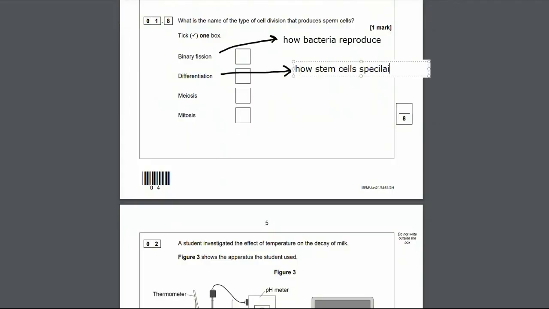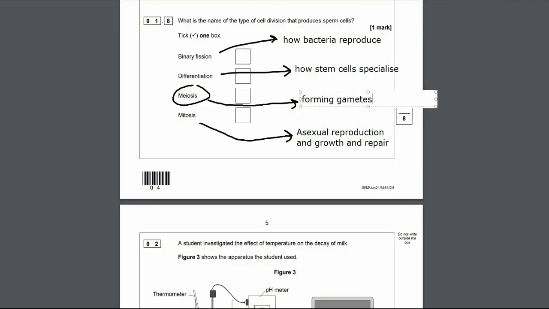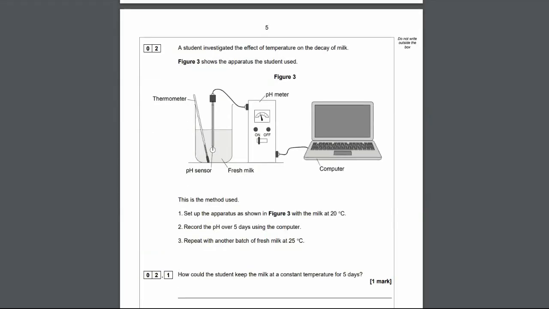Differentiation is how stem cells, those embryonic stem cells, specialize or differentiate to become cells with an adaptation for a specific job. Mitosis, that's part of asexual reproduction in some plants and organisms, and it's for growth and repair. So meiosis is your answer. And I always think the E in meiosis stands for eggs and the S for sperm. So that's my way of remembering that meiosis is for making eggs and sperm, or gametes, in other organisms.